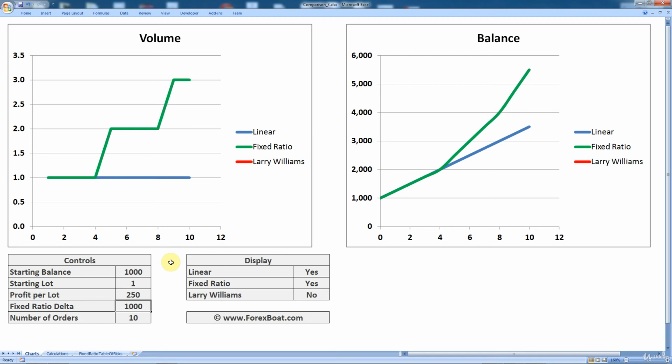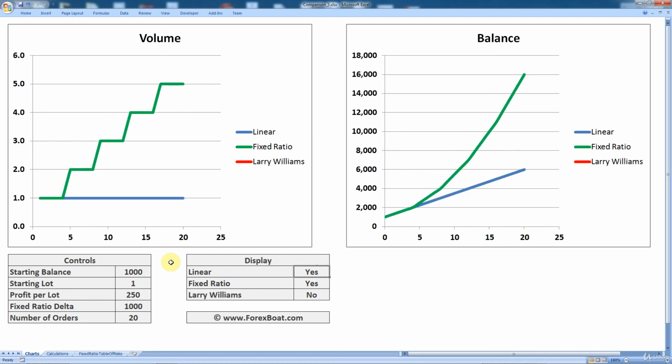To start off with, what we're going to do is we're going to change the number of orders. The number of orders here basically just changes the visualization. It shows you more or fewer orders, and in this case we want to see more. So let's say we want to see 20 orders. As you can see, we just see more on our chart. That's all. Let's start off with 20 and see how we go.